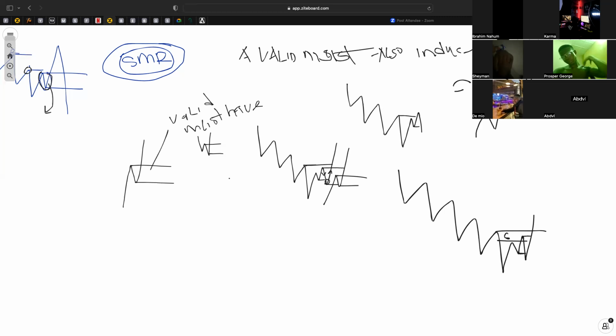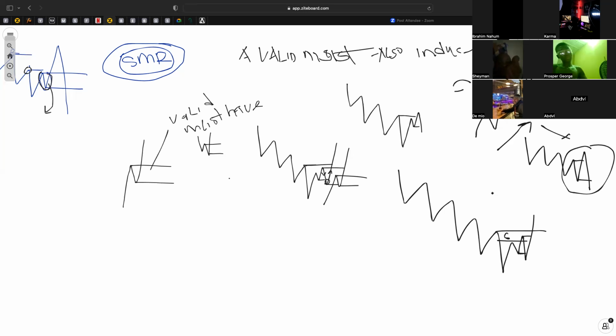Break of structure to the downside and break of structure to the upside in an existing bullish trend, or a break of structure to the upside and a break to the downside in an ongoing bearish trend. This is a smart money reversal. Some people call it SMR, or MSR.